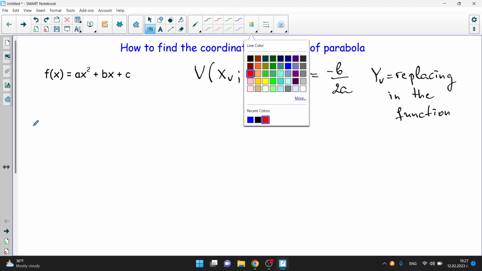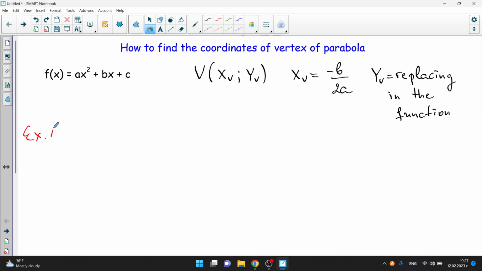Example 1. Let we have the function f(x) equals x squared minus 2x plus 3. In this case, a is 1, b is minus 2, and c is 3.